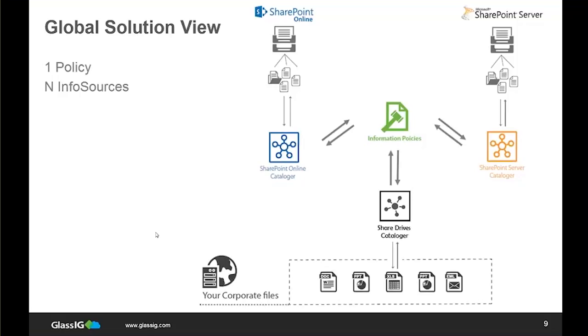And the same thing with shared drives. Same concept, single policy, I build the cataloger out, and I can go against any files that are on the system. Question, okay, actually I'll get to that in a second.